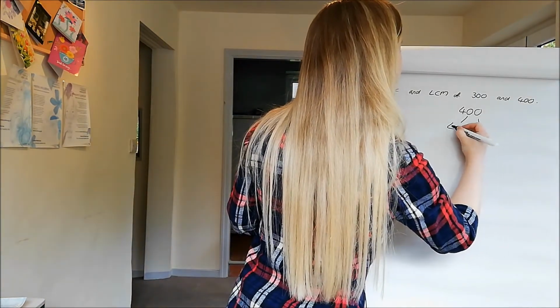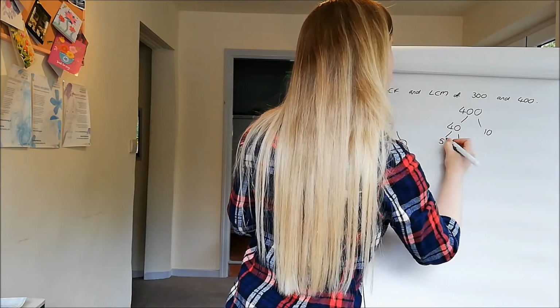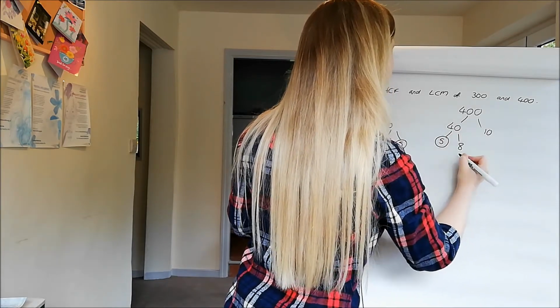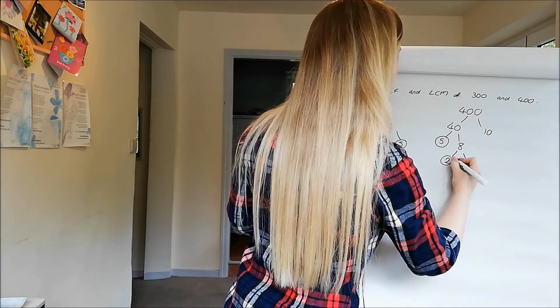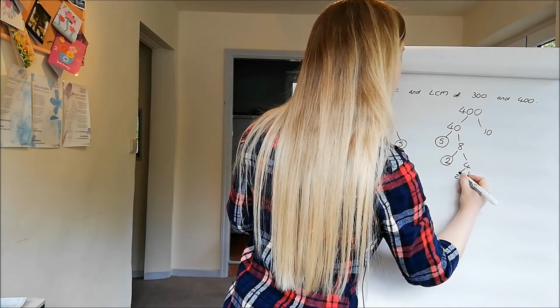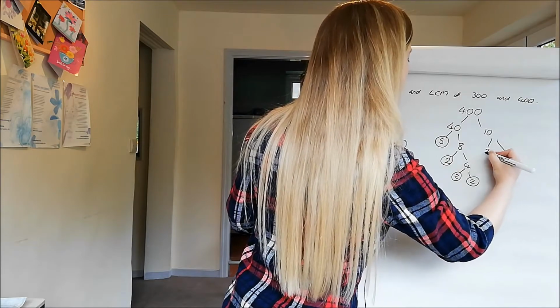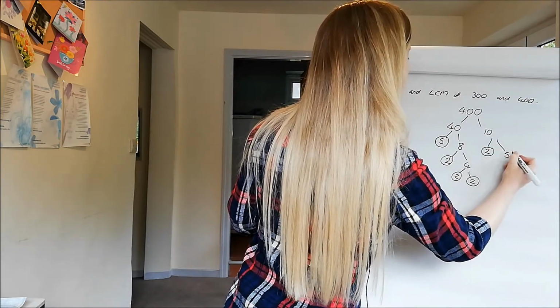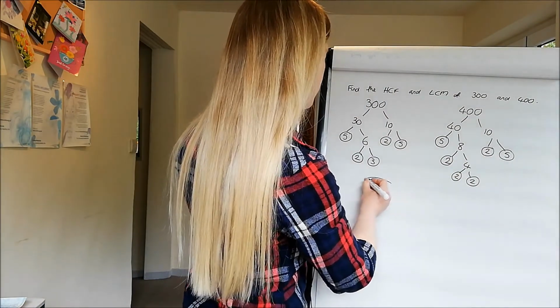400 breaks down into 40 times 10. 40 breaks down into 5, which is prime, times 8, which isn't. 8 breaks down into 2, which is prime, times 4, which isn't. And 4 breaks down into 2 times 2. 10 breaks down into 2, which is prime, times 5, which is prime. So I'll put those into a Venn diagram.